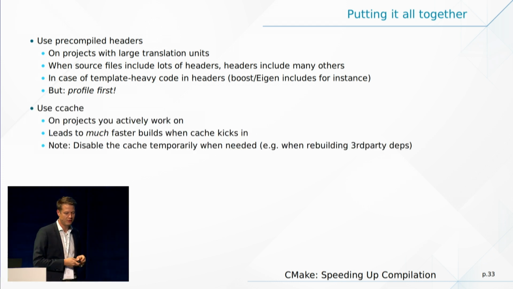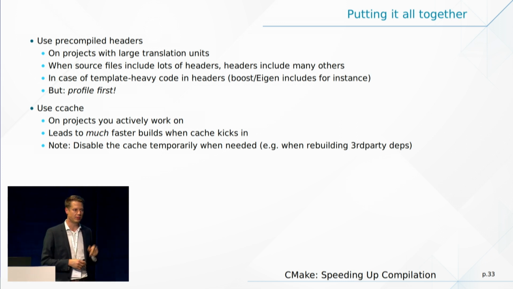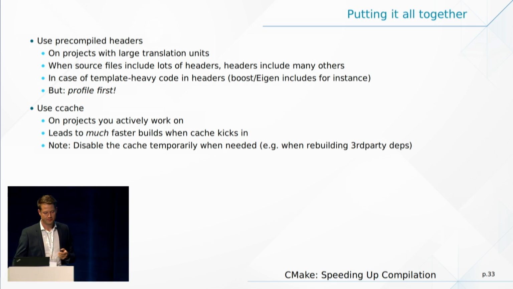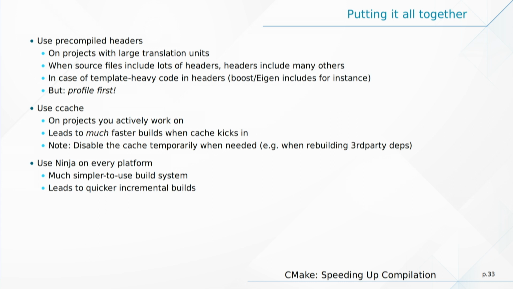CCache for projects you actively work on, where you switch branches a lot, can really help and make your workflow much smoother. Ninja, we can basically recommend for every platform out there. At KDevelop, we actively use that on the CI for all platforms, and it works fine. It leads to quicker incremental builds for developers. Perfect tool to leverage that. That's it from my side.